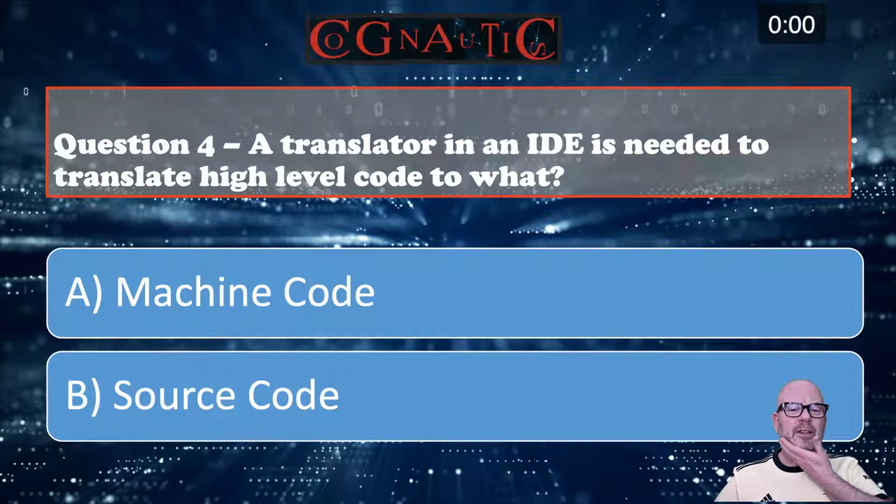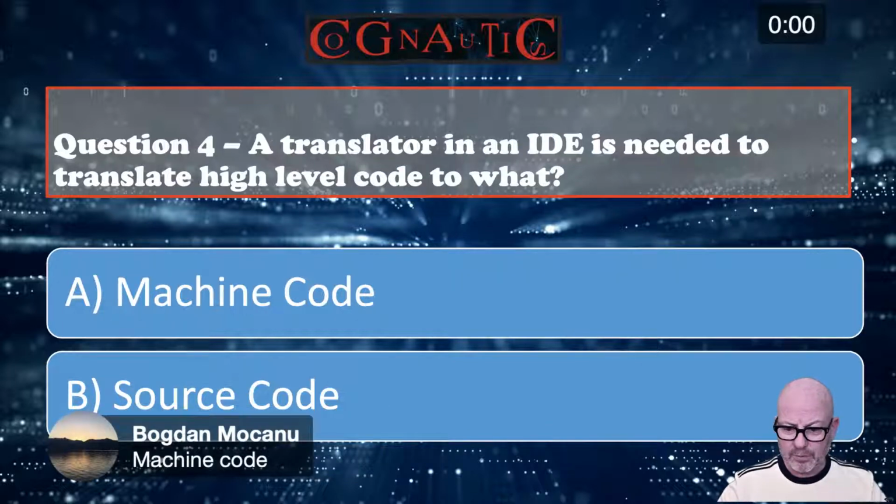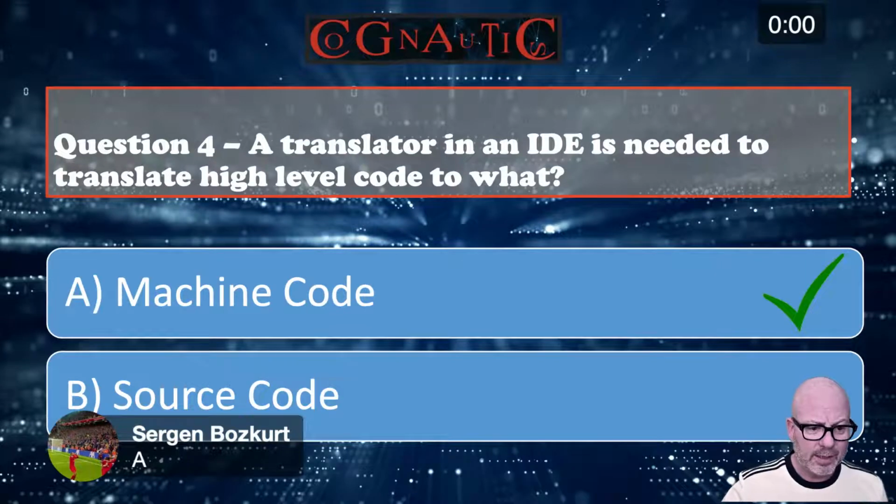A translator in an IDE is needed to translate high-level code to what? Make sure you know the difference between these two. This is expected knowledge. Any ideas? We've got Aditya with A, Bogdan saying machine code, and Hash Brown saying A as well. It is machine code. You're absolutely spot on. Sergen said A as well. Well done. Yes, guys, you're all spot on.